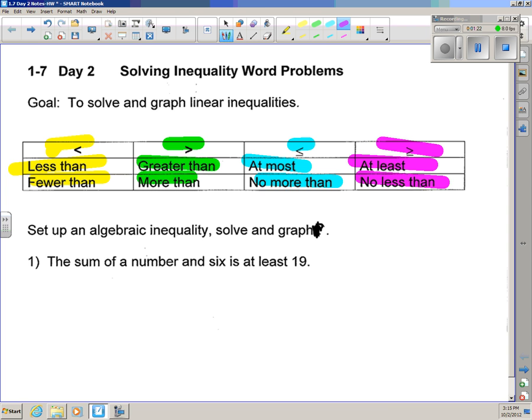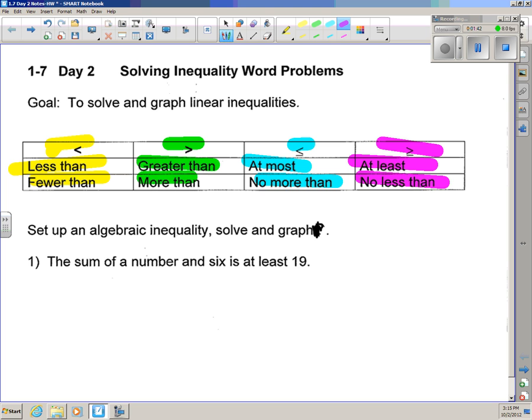So the at most, no more than, which you would think would be a greater than symbol, really is not. It's the less than. And then the at least and the no less than is really the greater than symbol. So it gets kind of tricky. So you might need to ask yourself, what does it mean if I have at least this or at most that? And that's how you're going to translate your symbols.